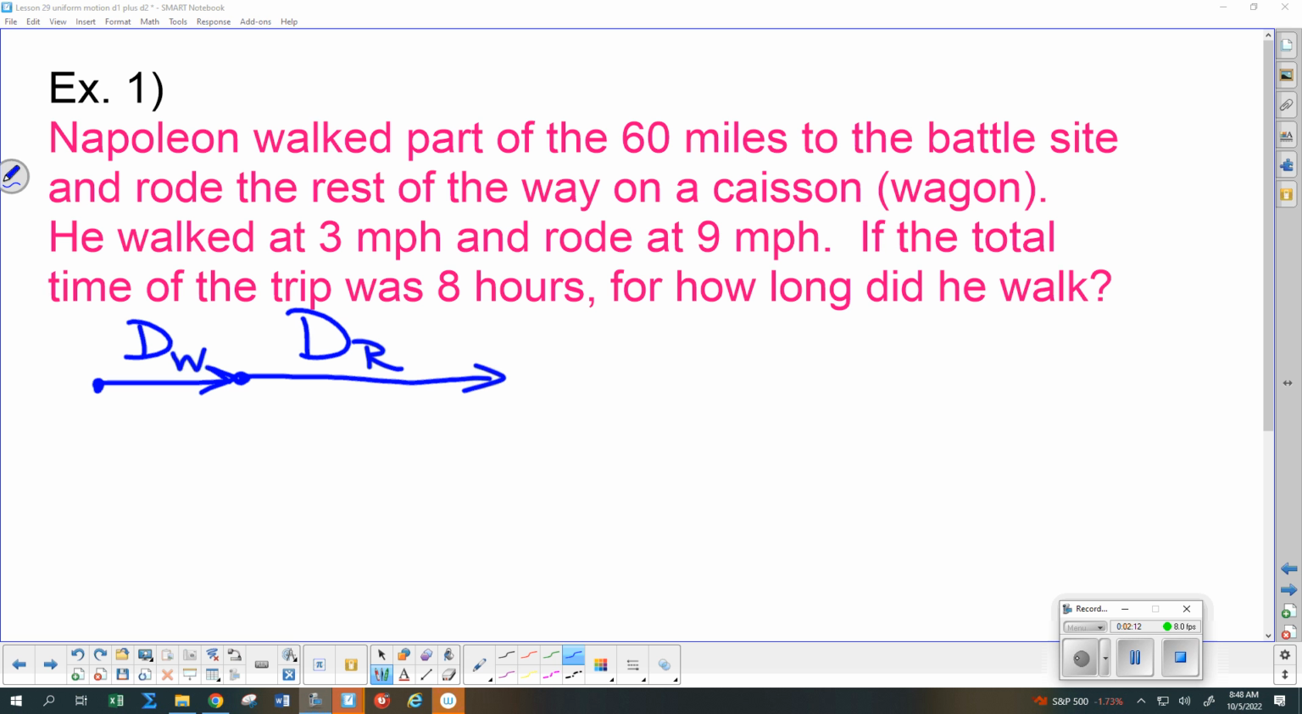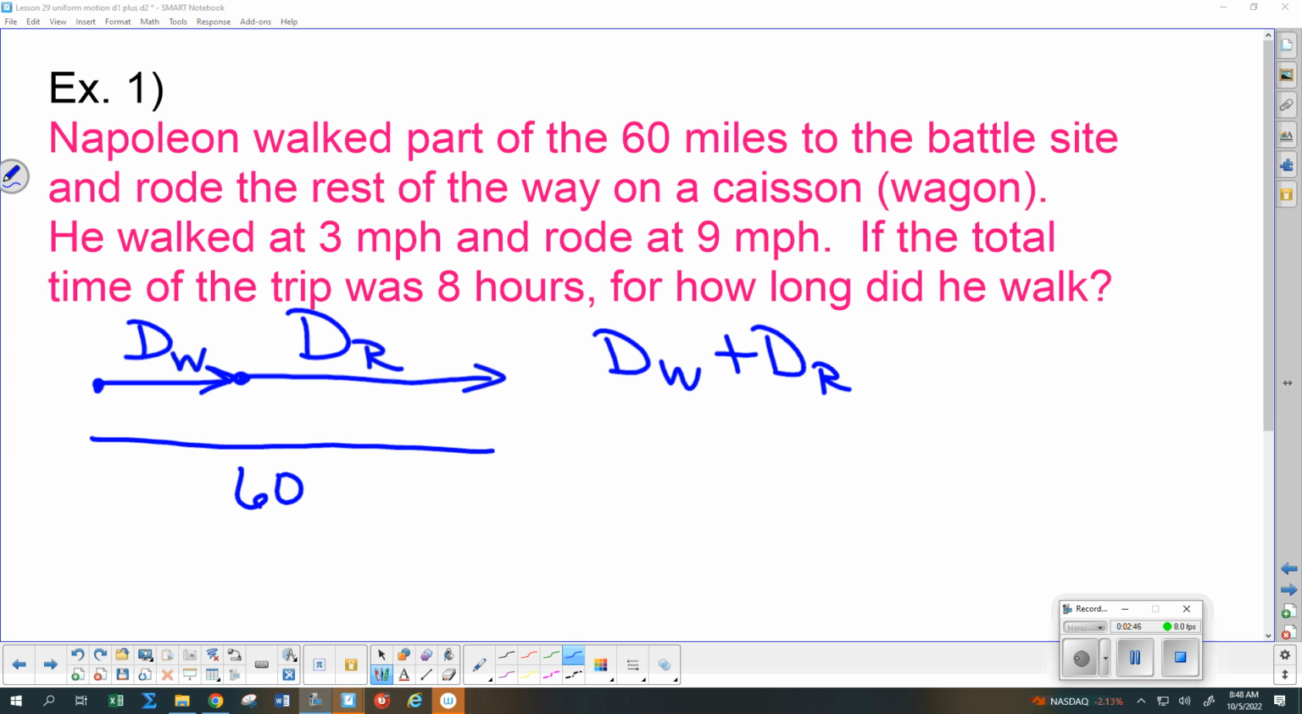I need a second row because my diagrams always have to have two rows. Can anybody tell me how long that bottom line needs to be? Where in the problem does it say how long? Thank you, Joyce. Everybody good with the 60 miles for the total? Look at my picture. The left edges are even, the right edges are even. The top row is just as long as the bottom row. The top row is dW plus dr. That is just as long as the bottom row, so that equals the bottom row, which is 60.